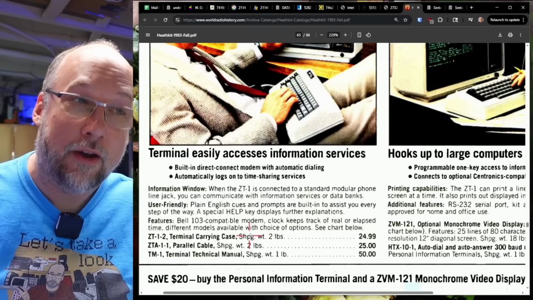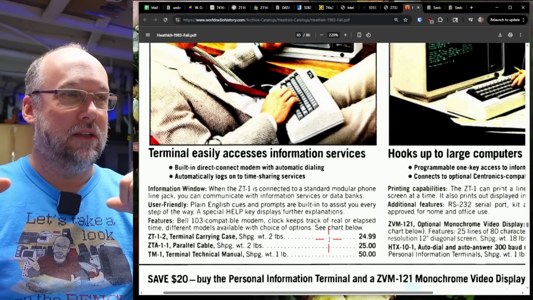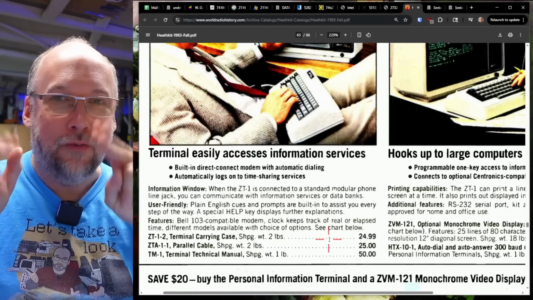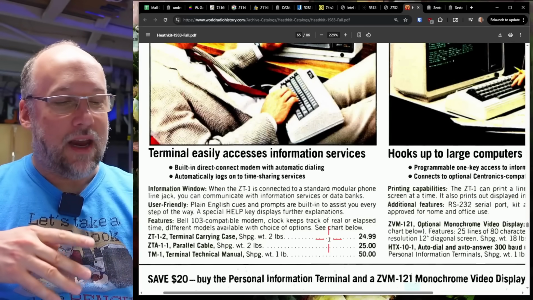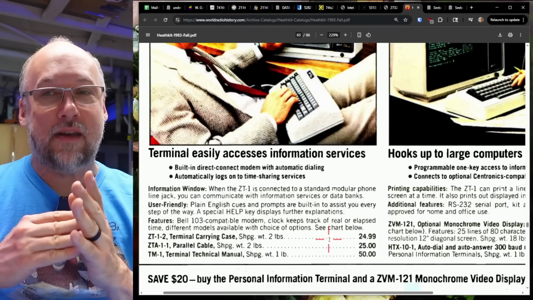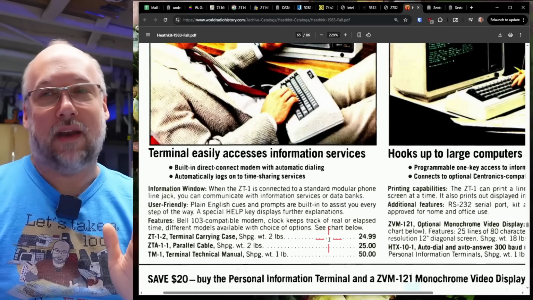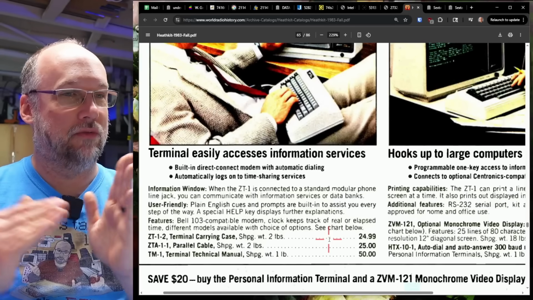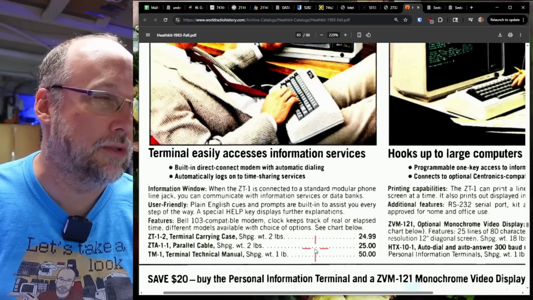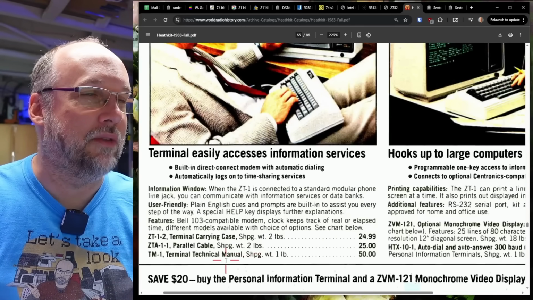So it looks like you can get a carrying case for this. I don't know if that included carrying the monitor around or just the computer, but you could take your ZT-1 on the road. Although the reality is the 80 column display on this really wouldn't work properly with a television set if you tried to plug in that, unless it was a super high resolution one and it had a composite video input. If you're going over RF, there's no way that the 80 column text would be sharp enough to really use. There's the parallel cable you could get, 25 bucks.